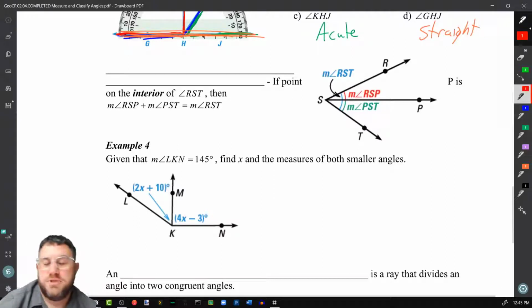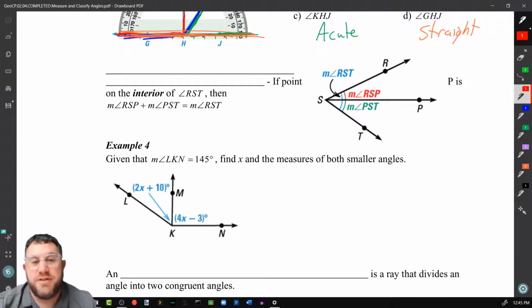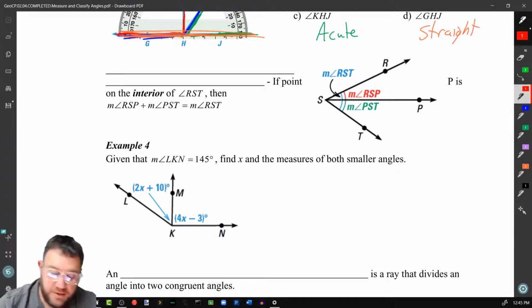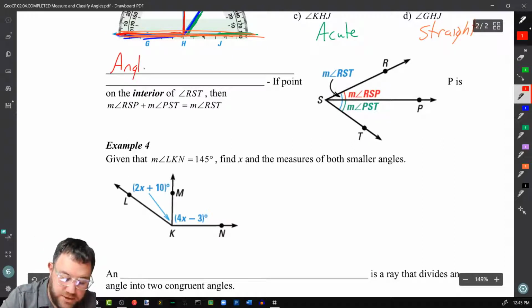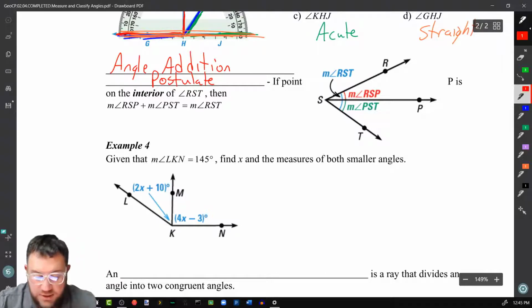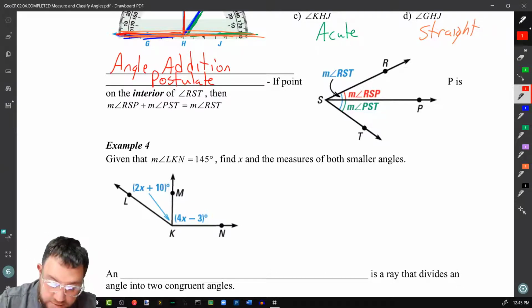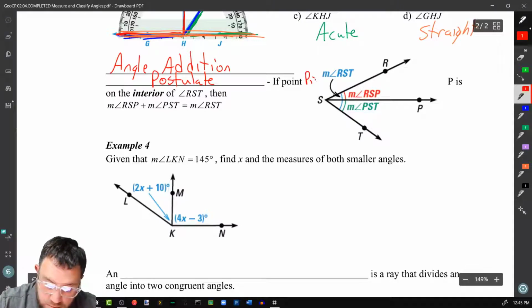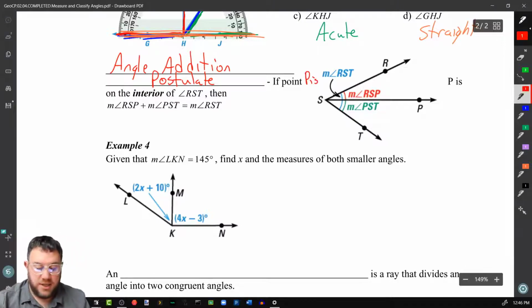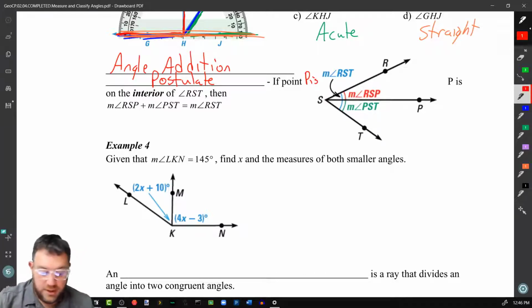Now, just like with segments, we had segment addition, to where we could add two segments together to get the whole thing. We have the angle addition postulate. And this says, if point P is on the interior of angle RST, then the measure of RSP plus the measure of PST equals the measure of RST.